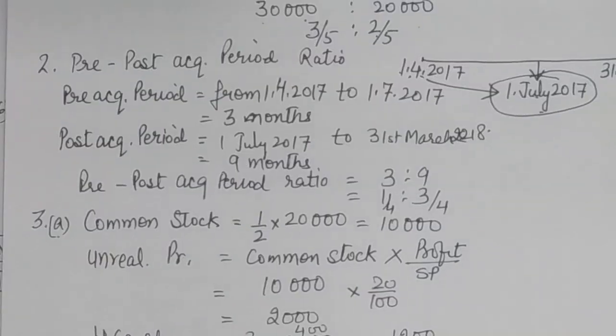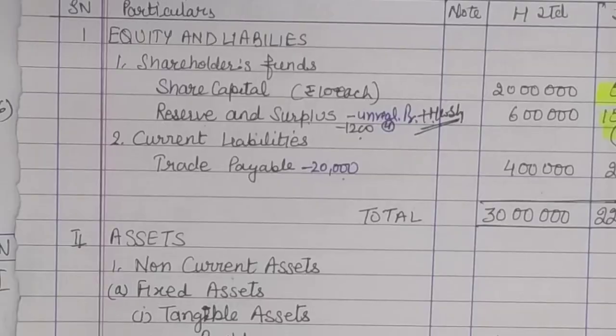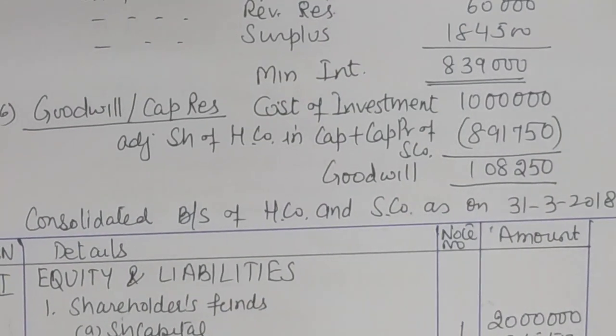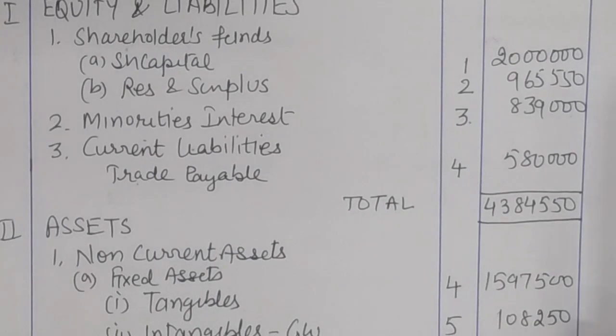So after this, we calculated the minorities interest, goodwill, then we prepared the balance sheet. In this, we just gave the notes for all the relevant amounts. So that shows how the revaluation of the assets is adjusted in the consolidation.